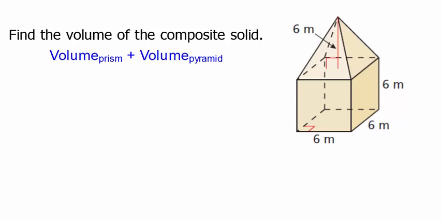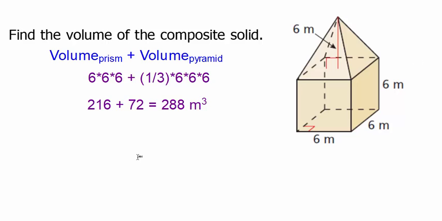Another composite shape. In this case, it's the volume of the prism and the volume of the pyramid, and I add them. When I'm doing pyramids and prisms, it's length times width times height, and 1/3 length times width times height. It turns out that all of the dimensions on this are 6, so they simplify well. And we get 288 meters cubed.